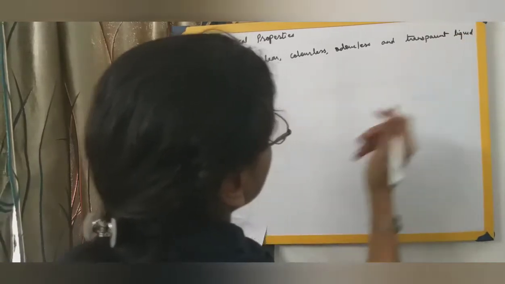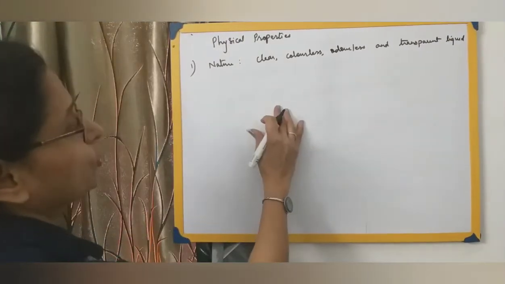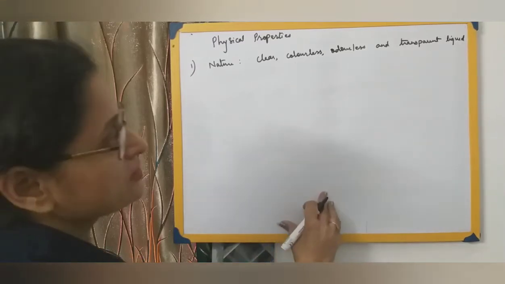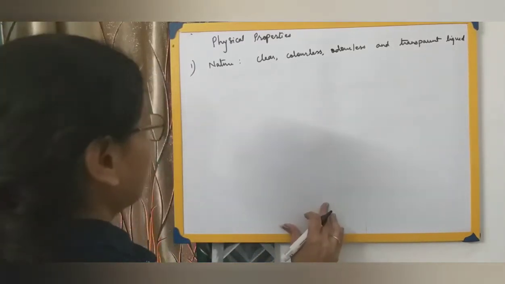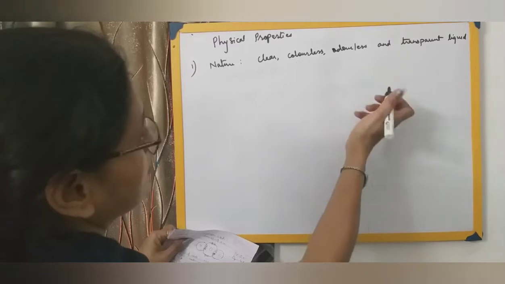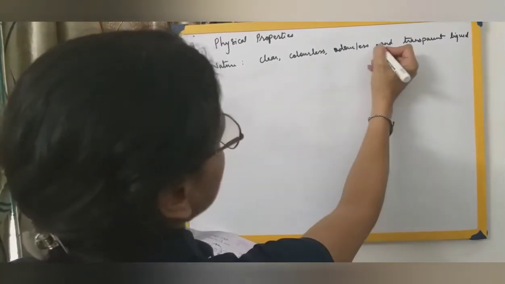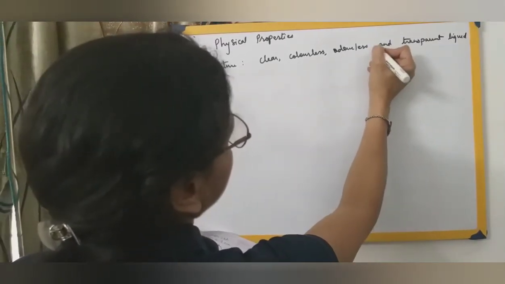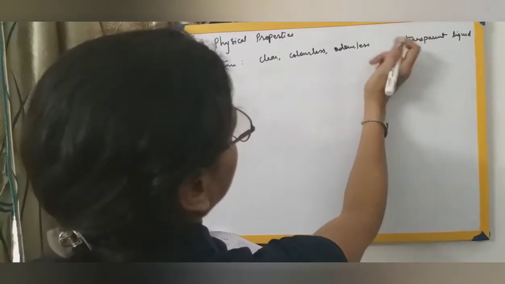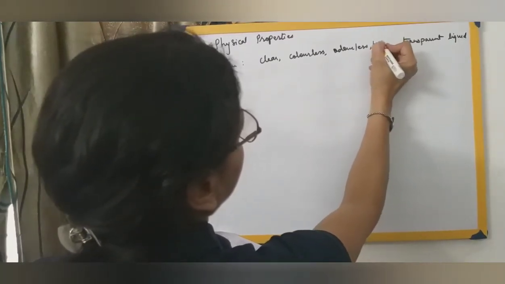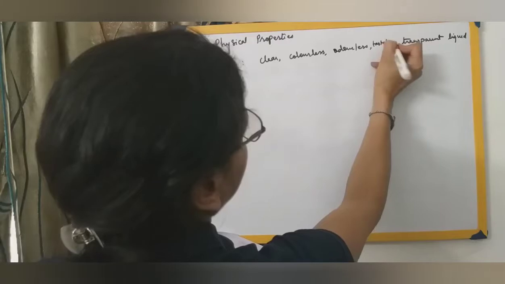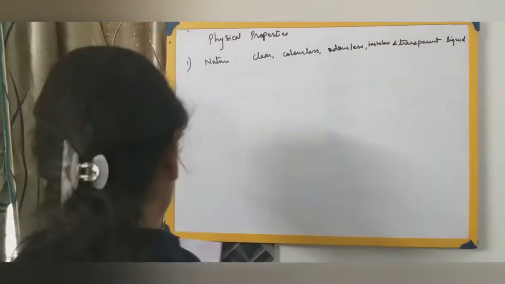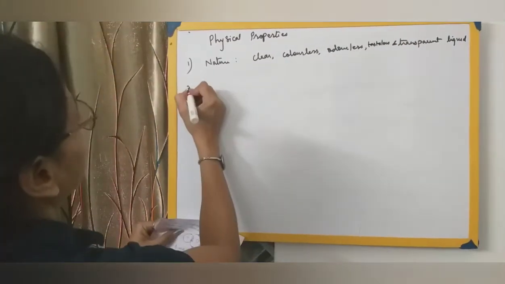We all consume water, and we all know that pure water is clear, colorless, odorless and a transparent liquid. At the same time it is also tasteless. I missed that out over here. So clear, colorless, odorless, tasteless and transparent liquid. Next property is boiling point.